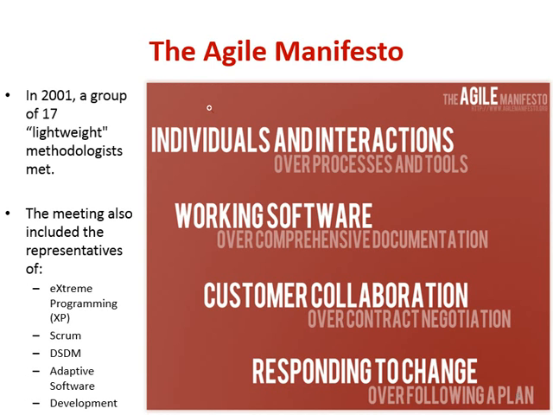It was in 2001 that a group of 17 representatives of lightweight methodologies met, and this is the result of that meeting in a nutshell. The meeting also represented extreme programming, which is XP, again an Agile methodology, Scrum, DSDM, then adaptive software development. That's all. So what are the Agile Manifestos? There are 4 main points in the Agile Manifesto.